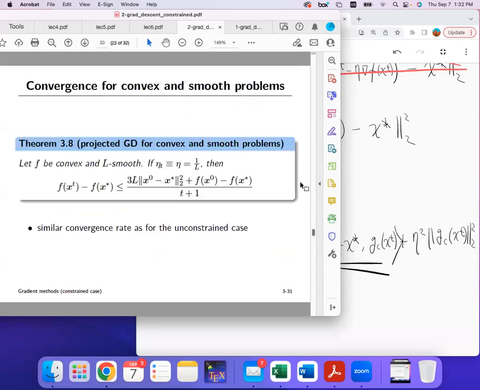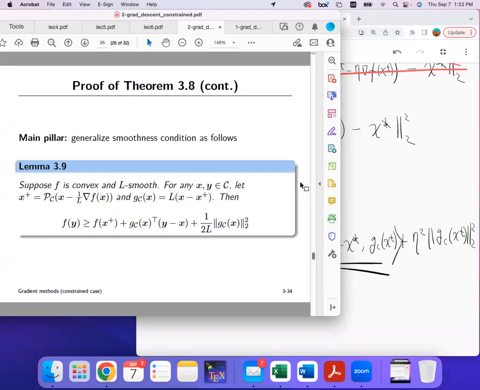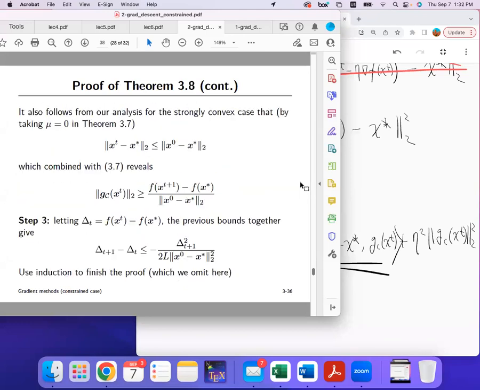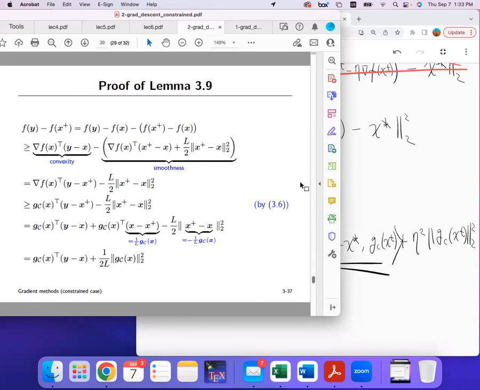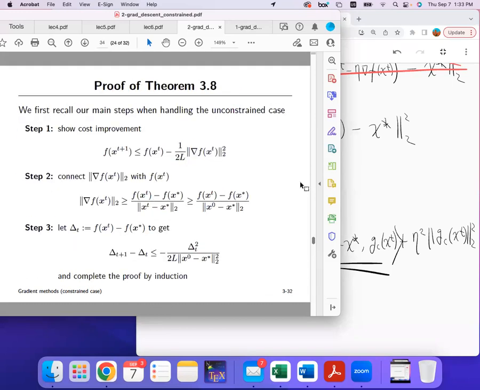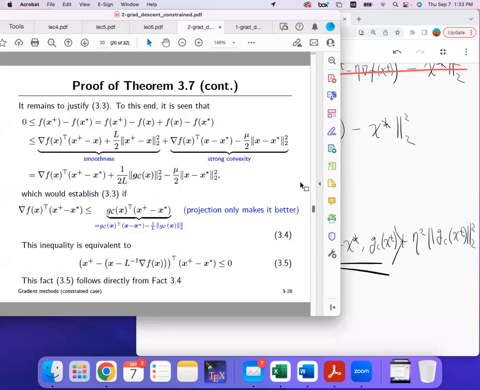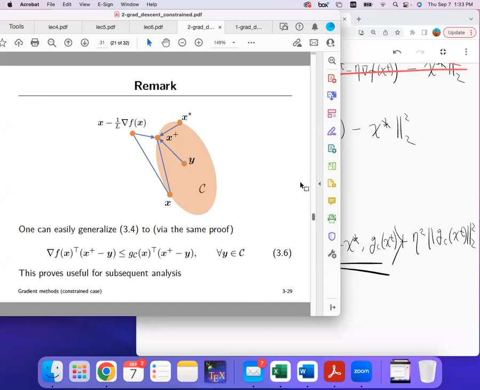Where did I put this proof? Let me just quickly check. Yeah, maybe I removed it from the slides for some reason. Maybe the proof takes some time to establish. In that case, I think I will put it here for now, and maybe I will prepare for it next time. Maybe it takes several pages to establish this lemma.